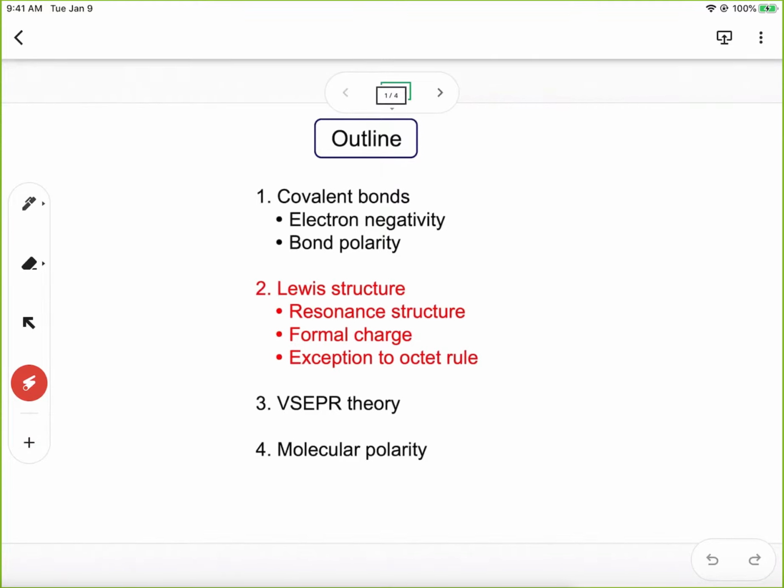Alright folks, in this video we're going to discuss the second topic of chapter 5, Lewis structures. This is going to be a big topic and we will have 3 videos for this one. And in this video we're going to focus on how we draw Lewis structures if you have a formula.